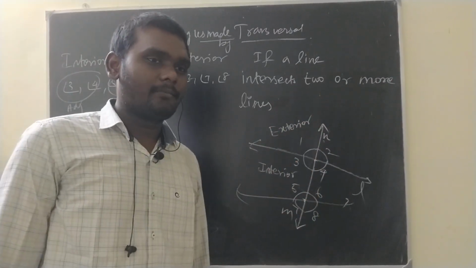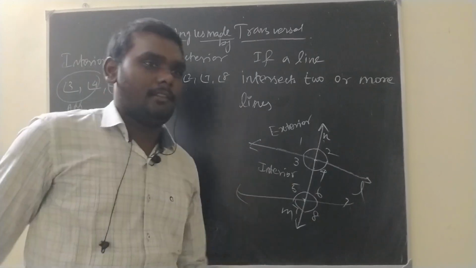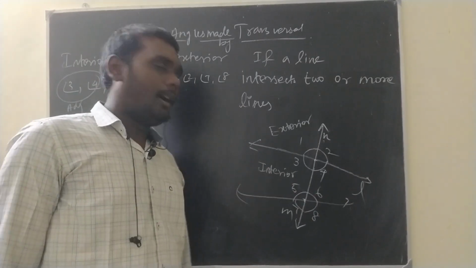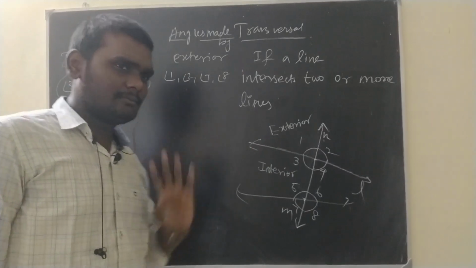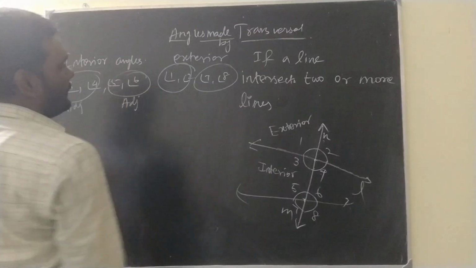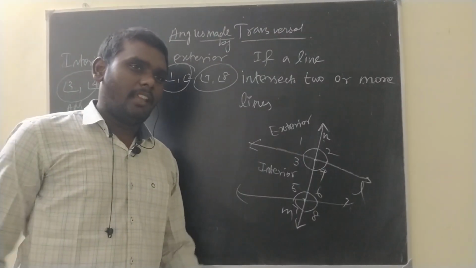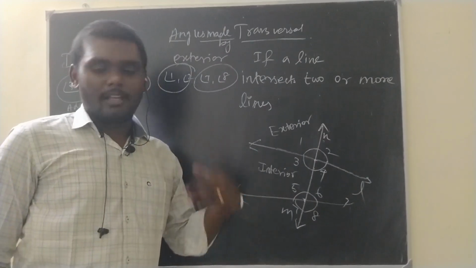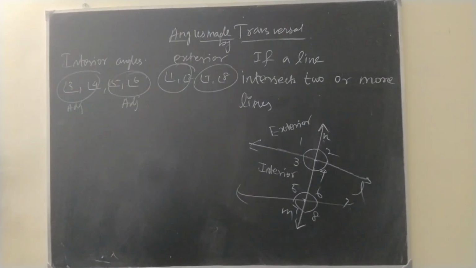Then on the other hand, we have exterior as well. On that exterior, do we have any pair of adjacent angles here? 1, 2 and 7, 8. Then how do you call it? Exterior adjacent angles. Okay. That's all.